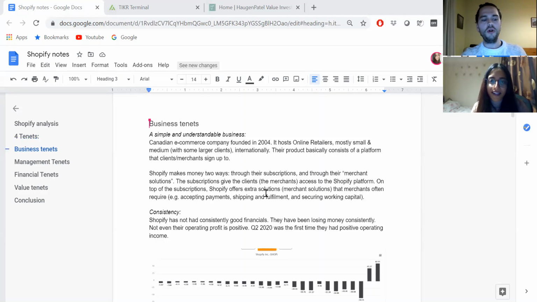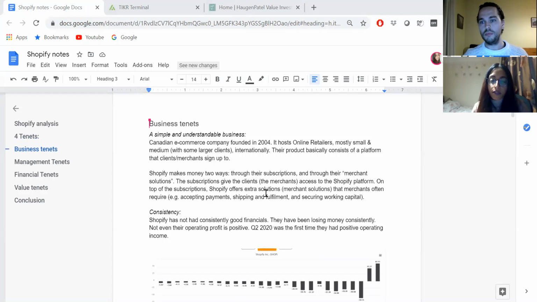They do online payments, but one is the subscriptions, and then on top of that you have other stuff. So they can lend you money. They can take care of your inventory and all that sort of stuff. So that's the merchant solution on top of it. So they're trying to do everything. You can go to one place.